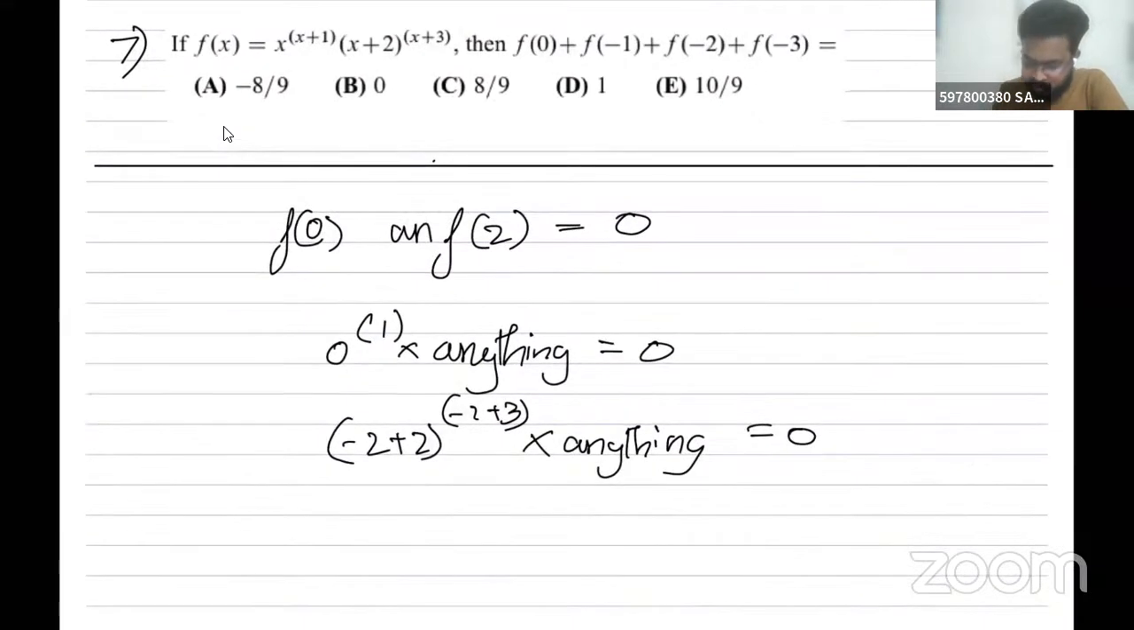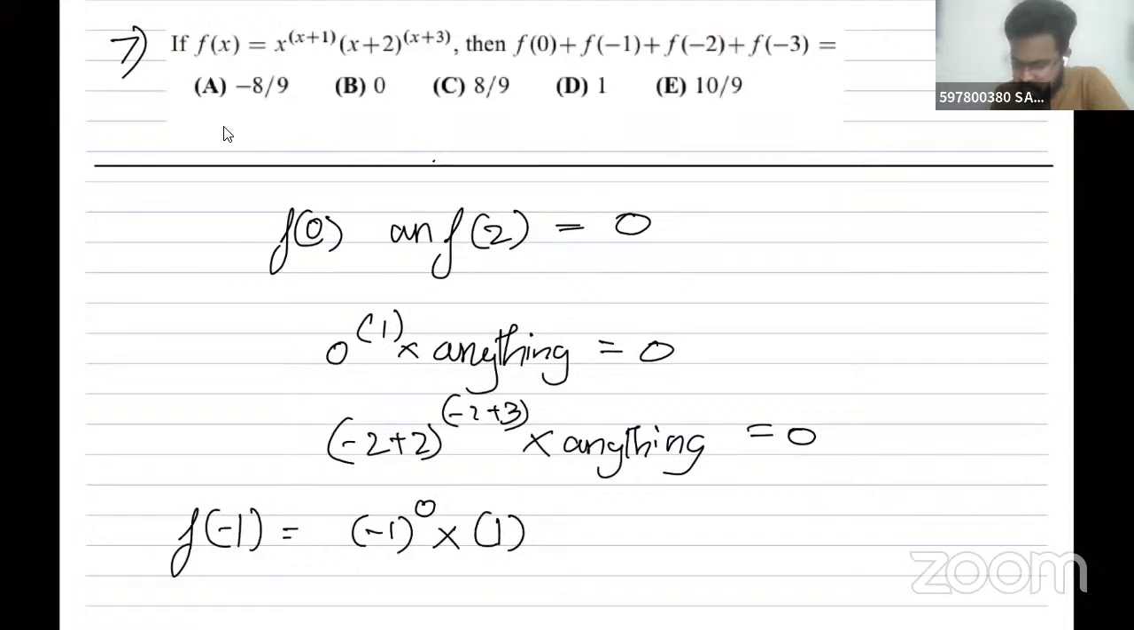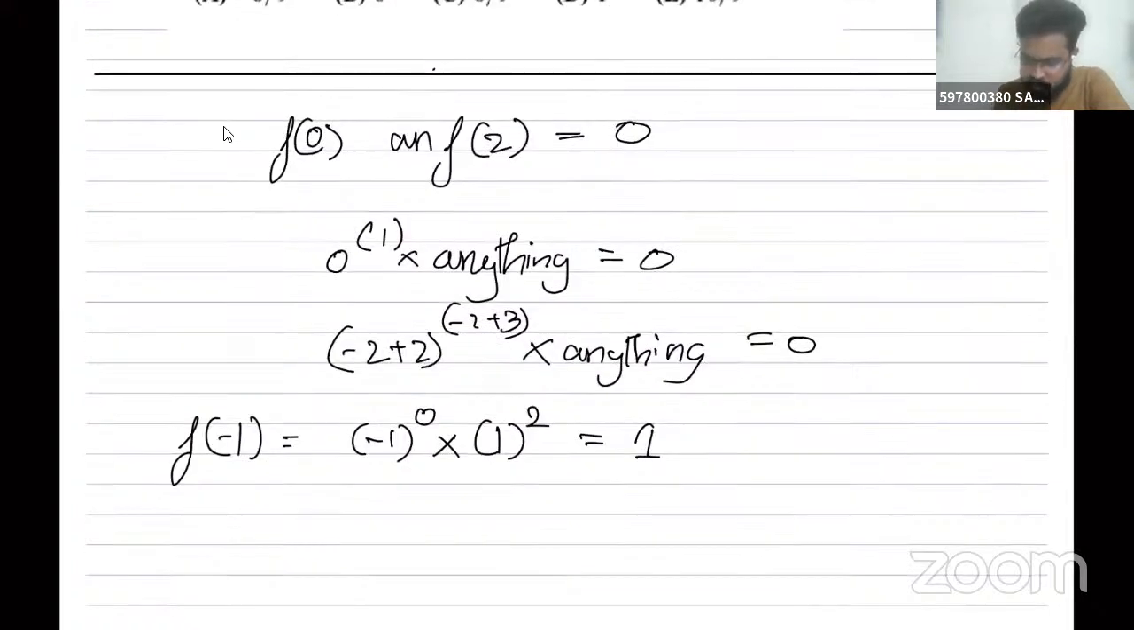All we have to do is calculate f of minus 1 and f of minus 3. f of minus 1 is minus 1 to the power 0, which is 1. It's not 0. You can't eliminate it over here. Multiplied by minus 1 plus 2, which is 1, and 1 to the power anything is 1. So f of minus 1 is 1.